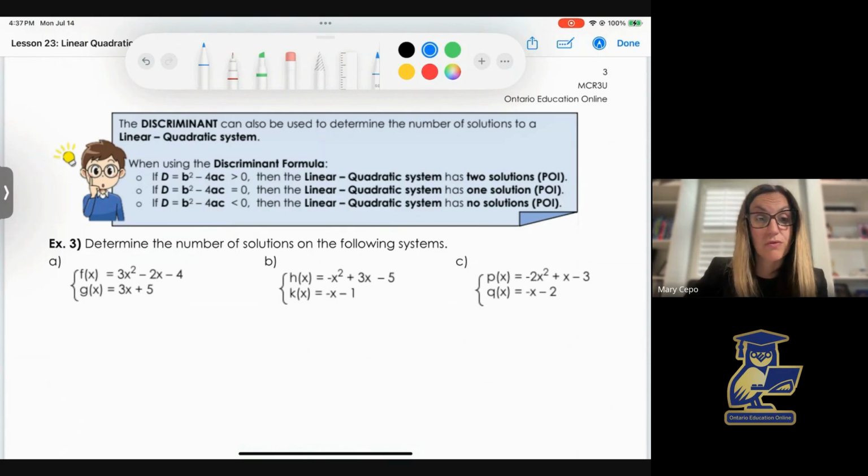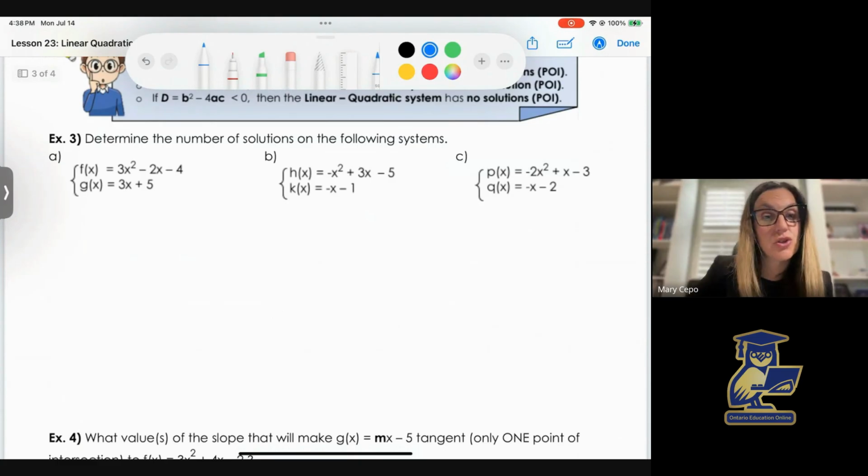When using the discriminant formula, if the discriminant D, which is equal to b squared minus 4ac, happens to be greater than 0, then the linear quadratic system has exactly 2 solutions. If, however, the discriminant is equal to 0, then the linear quadratic system has only one solution. If the discriminant is less than 0, then the linear quadratic system has no solutions.